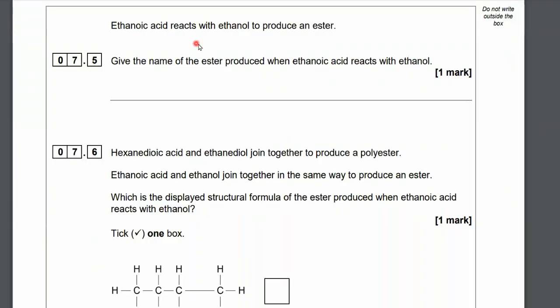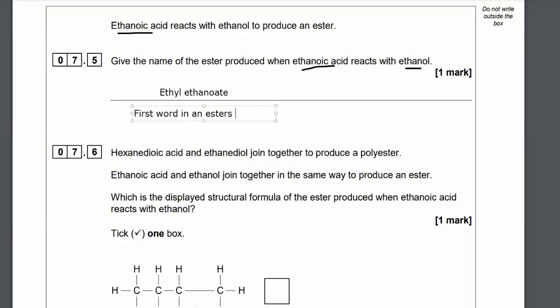Okay, 7.5. Give the name of the ester produced when ethanoic acid reacts with ethanol. Ethanoic acid reacts with ethanol to produce an ester. This is an easy one to remember. So ethanoic acid and ethanol form ethyl ethanoate. That's the name of the ester.